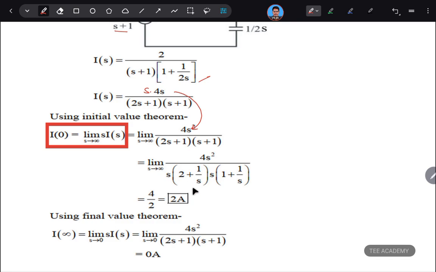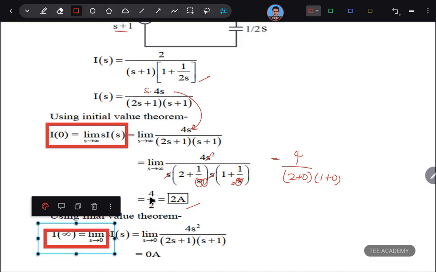Further simplifying, applying s equal to infinity, 1 by infinity is nothing but 0, so here also 1 by infinity. S gets cancelled, so 4 divided by 2 plus 0 into 1 plus 0. This will be equal to 2 amps. So this is the initial value. Now applying the final value, I of infinity, what it says is I of infinity.